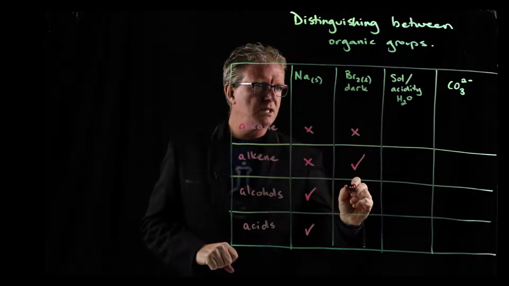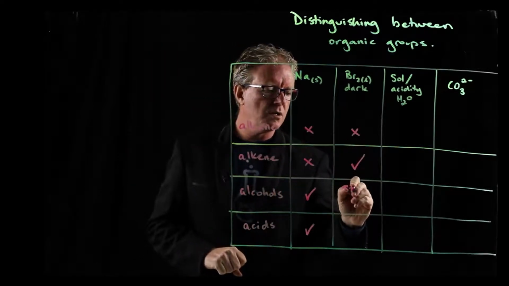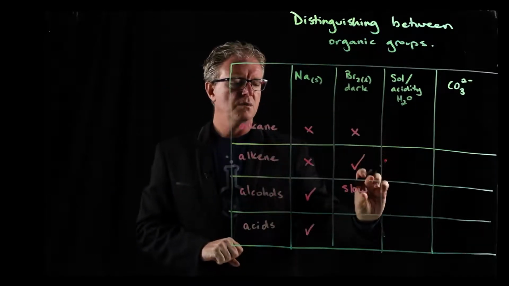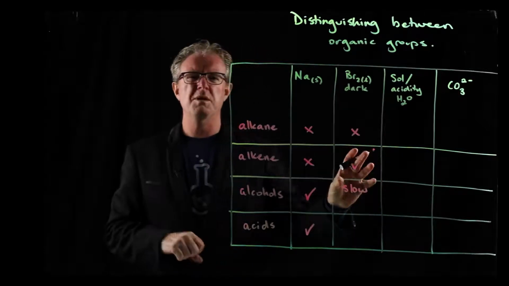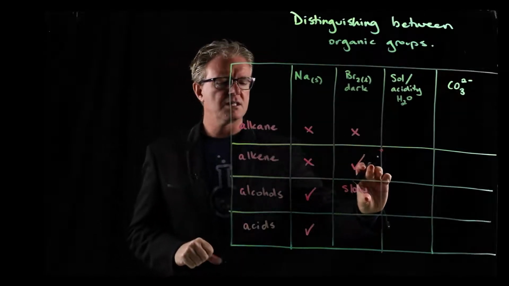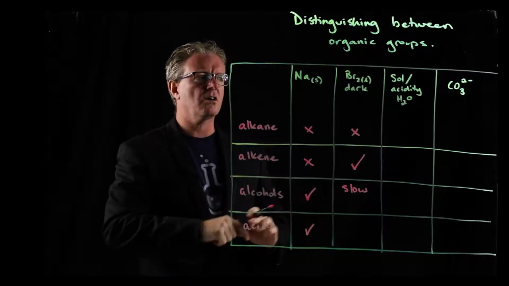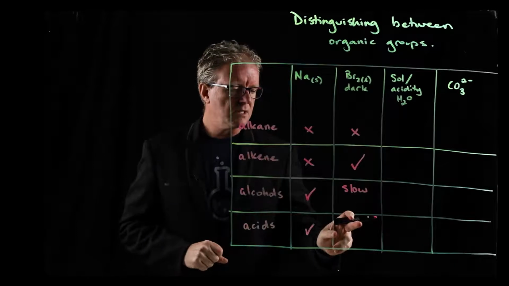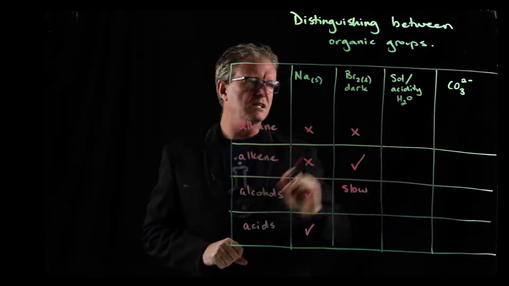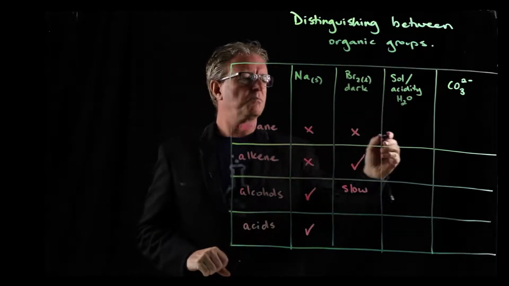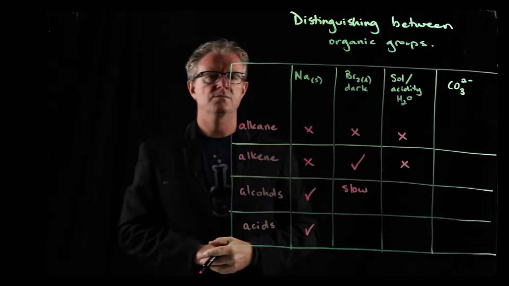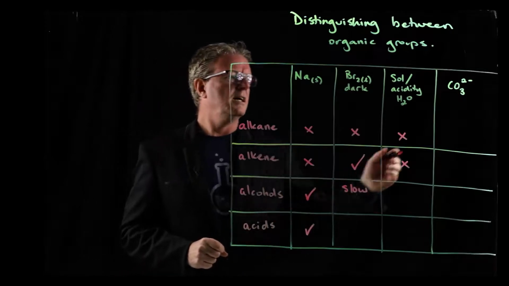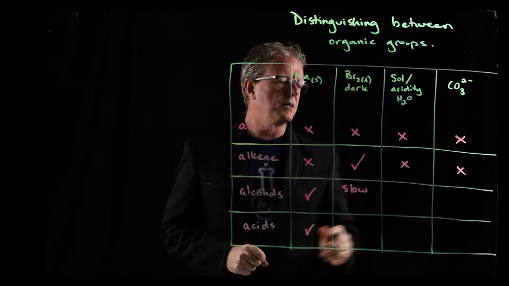Well, alcohols, we said, in the dark, very slow. So if it does react, we've got a fast reaction here. We've got a slow reaction there. We want to make sure, be a bit more definitive, that we can determine the difference between an alkene and an alcohol. Well, let's look at something else. Let's look at maybe solubility and acidity of the water. Well, both of these are insoluble, so they don't dissolve into polar solvents, and they don't react with carbonates.